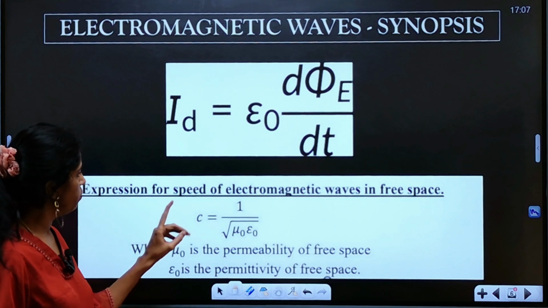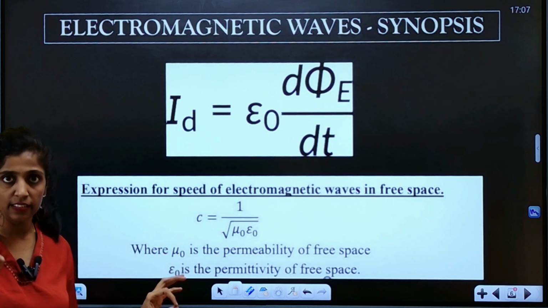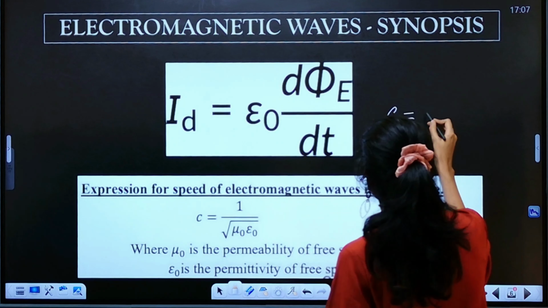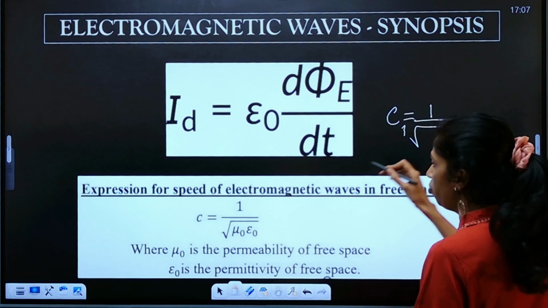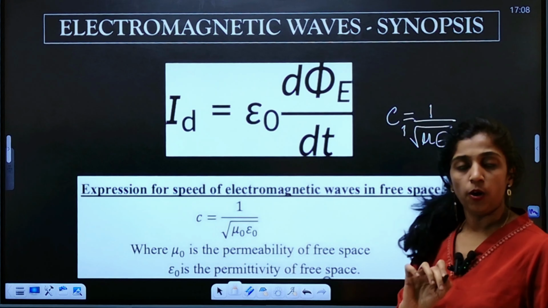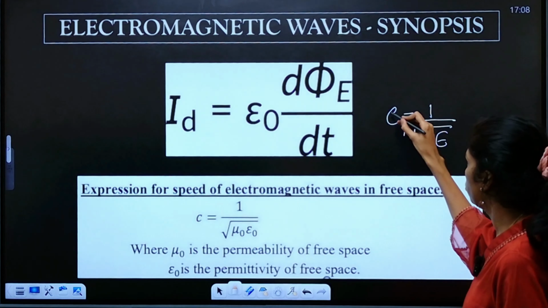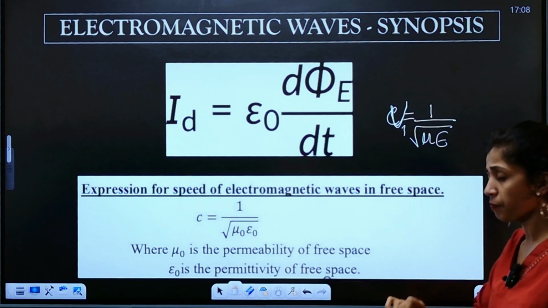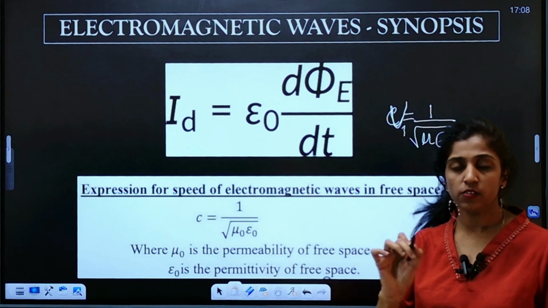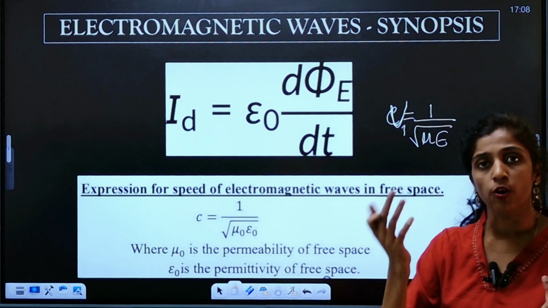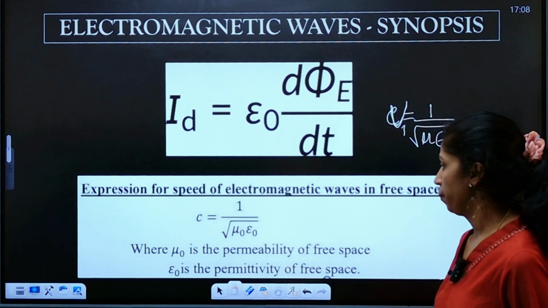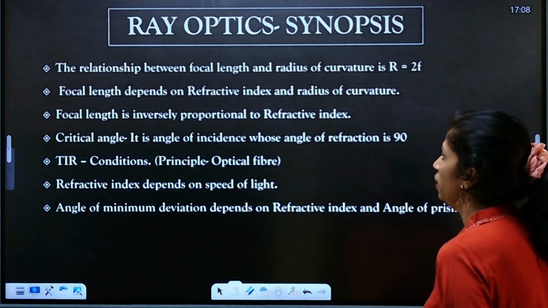In case it is the speed of an electromagnetic wave in free space, it is taken as C. In case it is the speed in a material medium, then you write the same formula, 1 by root of, but instead of mu naught you take mu, and instead of epsilon naught you take epsilon. This is the speed of light in the medium, not C, it is V, where the speed of light is C. The speed of light in air or vacuum is C, which is 3 into 10 power 8 meters per second. So this is a most expected question.